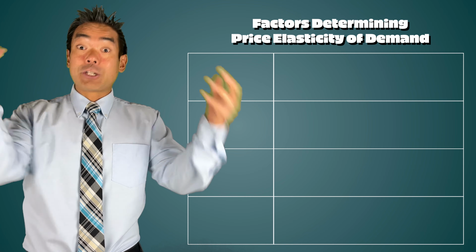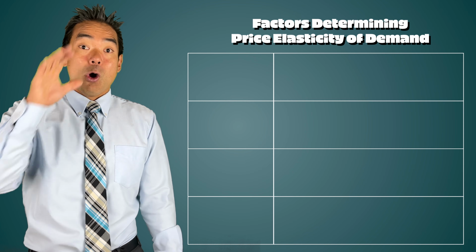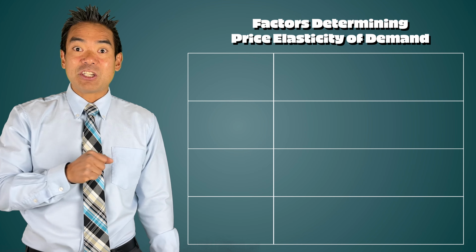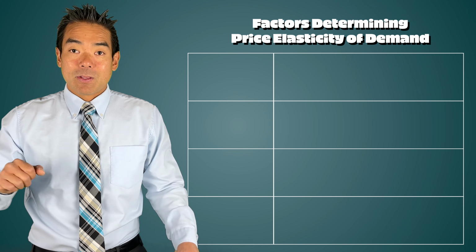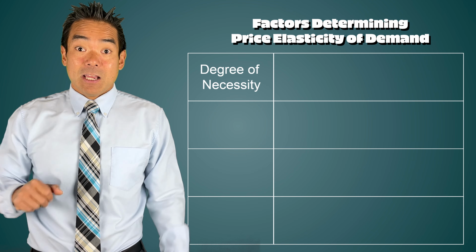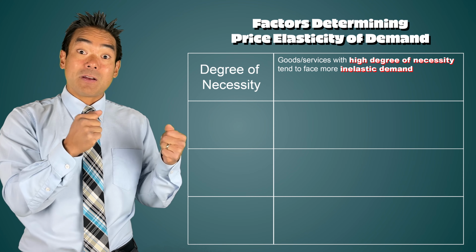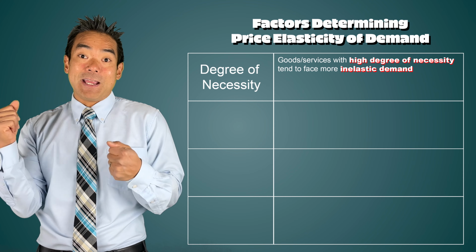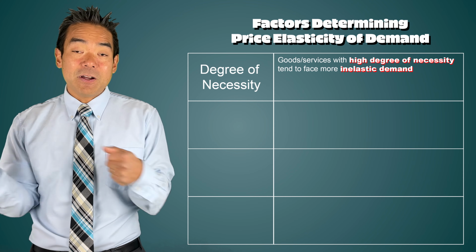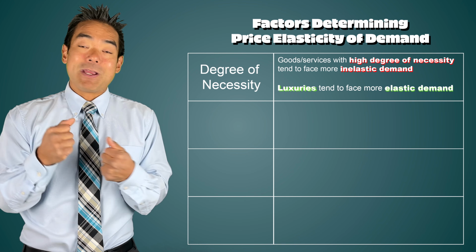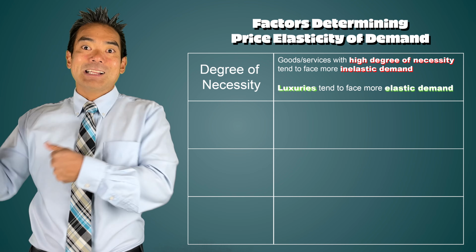Okay, so these have been the determinants of price elasticity of demand. Why are some goods more sensitive to changes in price while the demand for others is relatively insensitive? And we came up with 4 different determinants. The first is degree of necessity. If a good or service has a high degree of necessity, you really need it, physician services, gasoline, we expect demand to be inelastic. If a good or service is more of a luxury and is not really very necessary, then we expect demand to be more elastic.